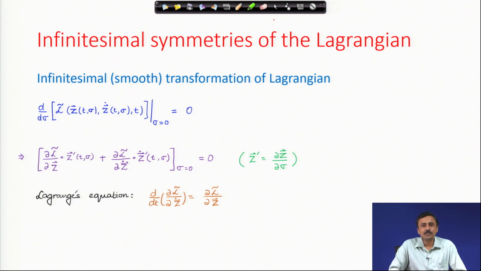Now, this is our Lagrange's equation for the new transformed Lagrangian, and we have seen that the structure remains invariant. This is our Lagrange's equation for the new coordinates z: d/dt of ∂L̃/∂ż must be equal to ∂L̃/∂z. Now, this we are going to use.